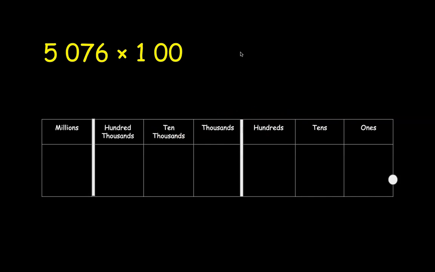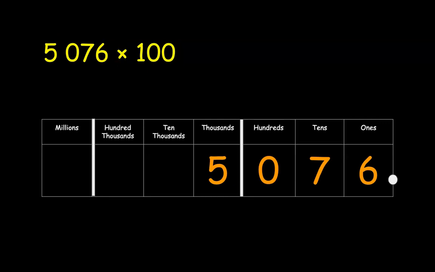5,076 times 100. See, there's a space there. It shouldn't be there. Oh, it's gone. So 5,076 in the correct place. And we need to make each one of those digits 100 times bigger. So that's 10 times and then 10 times again. Starting with a 5, 10 times bigger, 10 times bigger again.